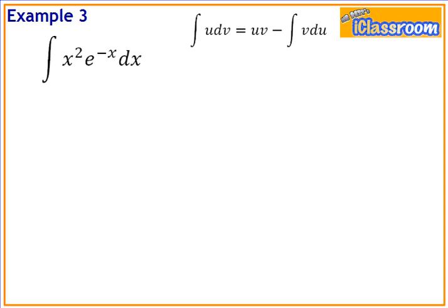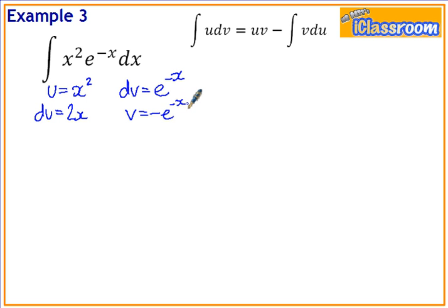Next example, again, perhaps you'd like to pause and have a go. Right, this time in a similar way I'm going to let my u function be the one that I'm going to break down, so u is going to be x squared and dv is going to be e to the minus x, which then means that du is going to be 2x and v will obviously be minus e to the minus x.